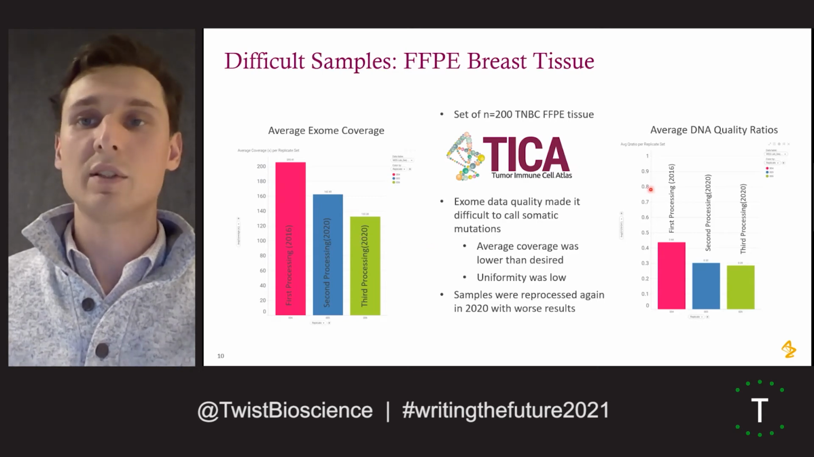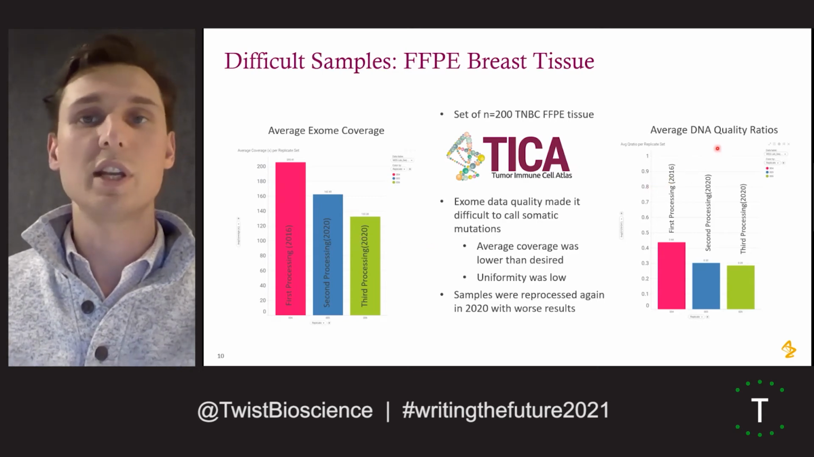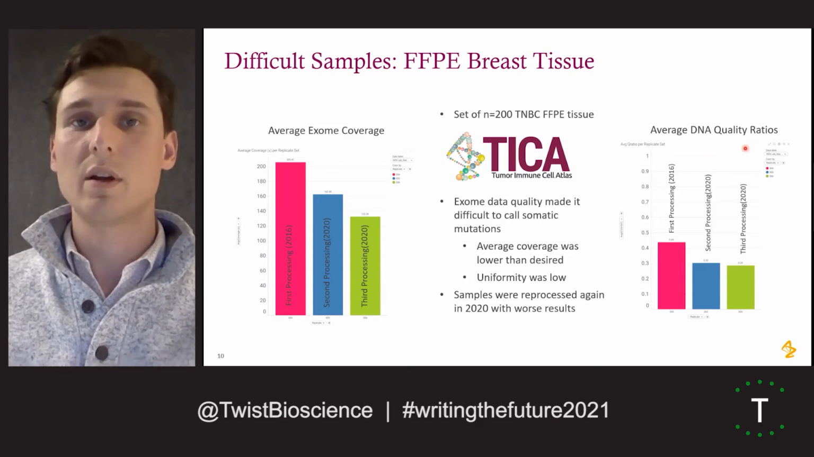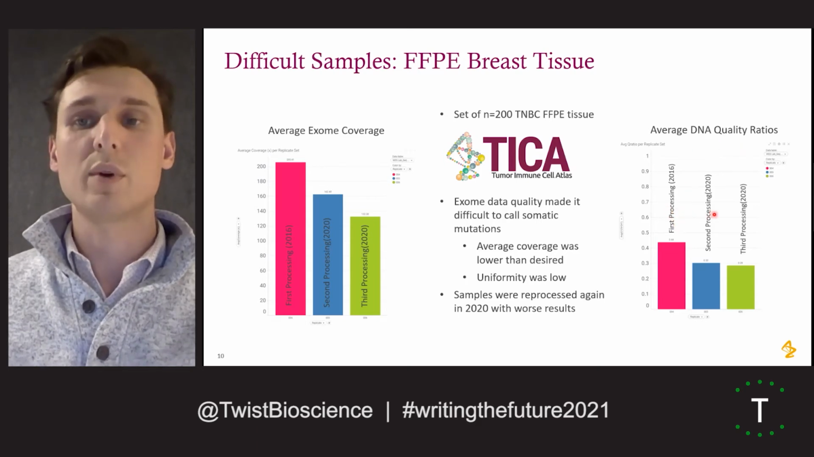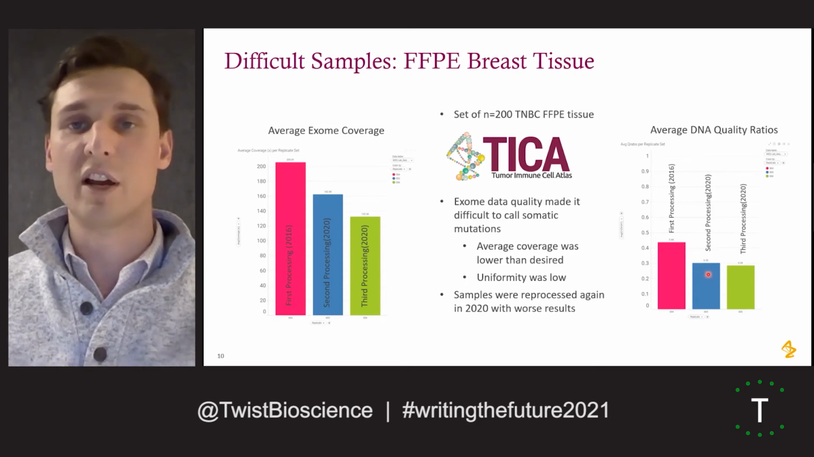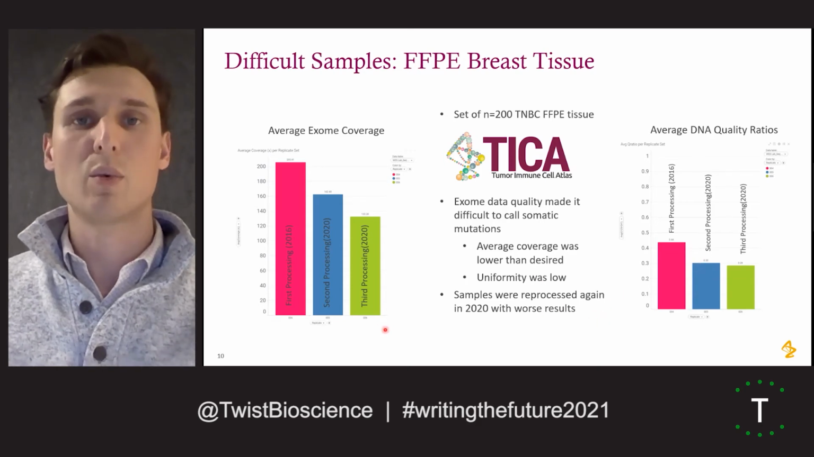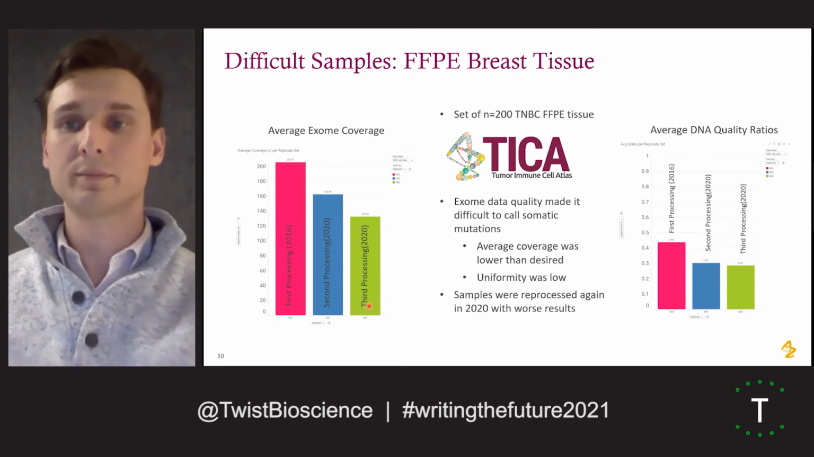We went back and looked at the average DNA quality ratio. This is a metric from the Kapa HG quant kit, and we saw that over time from 2016 to 2020, the DNA had slowly been degrading and becoming less and less amplifiable, which explains why we saw worse results with the exome.